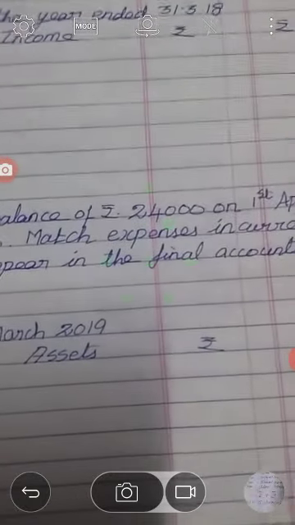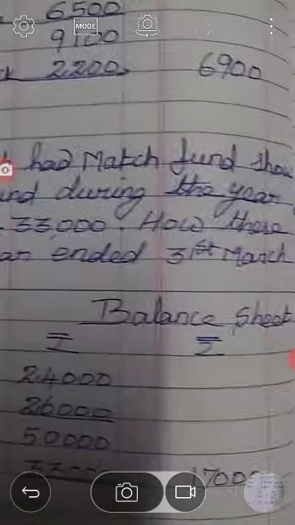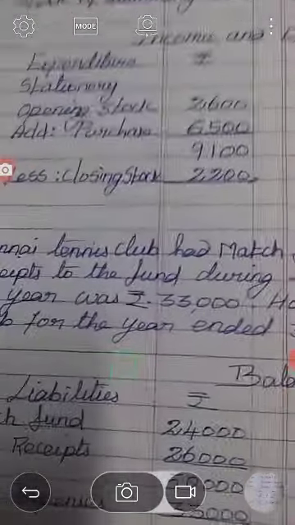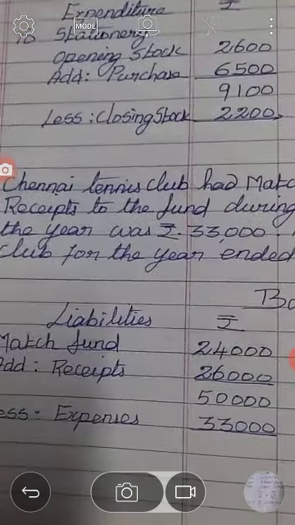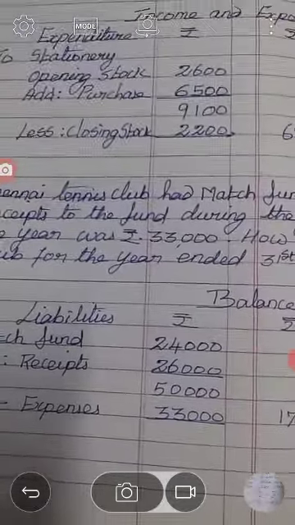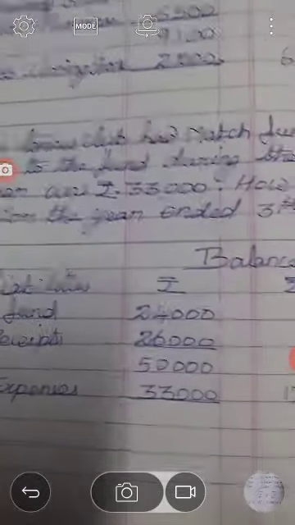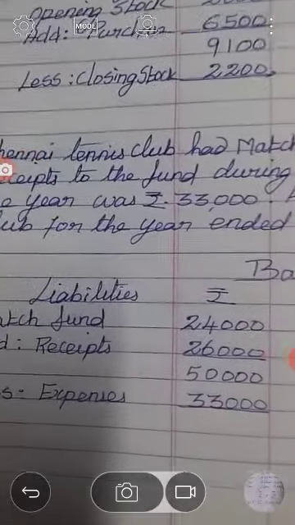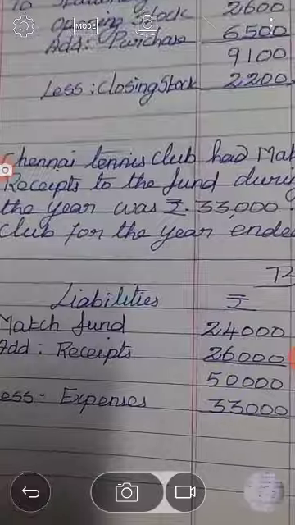Then how will these items appear in the final accounts of the club for the year ended 31st March 2019? Here we have already discussed the theory point of view. Match fund should be shown on the liability side. So you have to prepare only the balance sheet. These items should appear in the balance sheet itself. The concerned fund item should be added with the receipt and minus with the expenditure, less expenses.